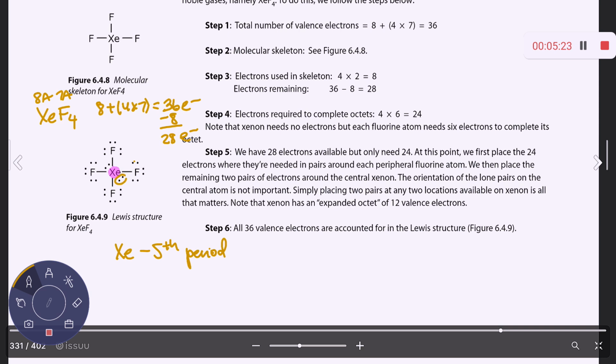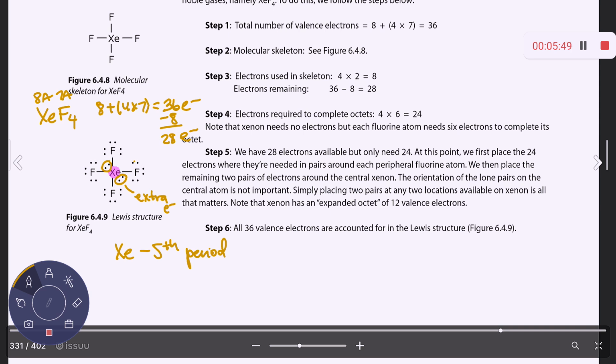That means we have to put the extras on the central atom, and we can do that because xenon is in the 5th period and it can accommodate them. This doesn't happen very often. It happens like 5% of the time. Okay, like even less than that. You won't see these very often. Okay?